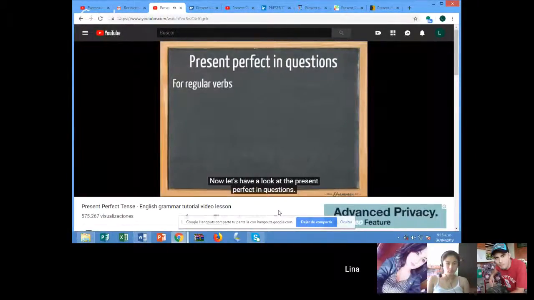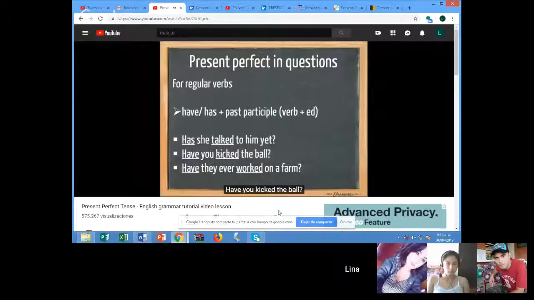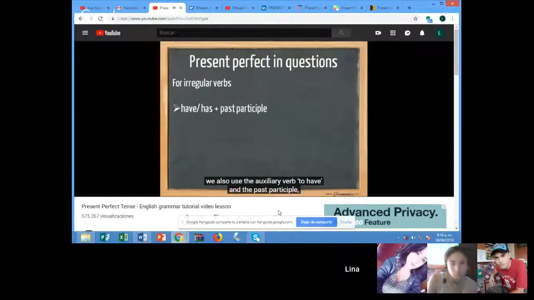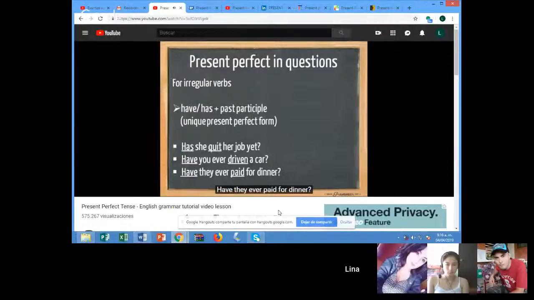Now let's have a look at the present perfect in questions. First, for the regular verbs. Again, we use the auxiliary verb to have and the past participle. Has she talked to him yet? Have you kicked the ball? Have they ever worked on a farm? For the irregular verbs, we also use the auxiliary verb to have and the past participle, but now the unique present perfect form. For example, has she quit her job yet? Have you ever driven a car? Have they ever paid for dinner?